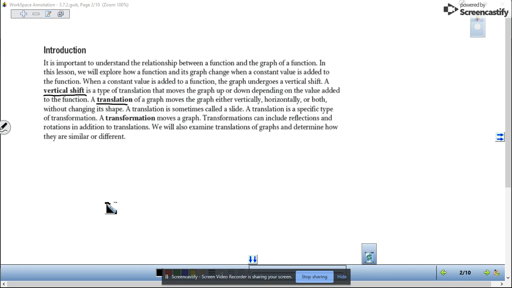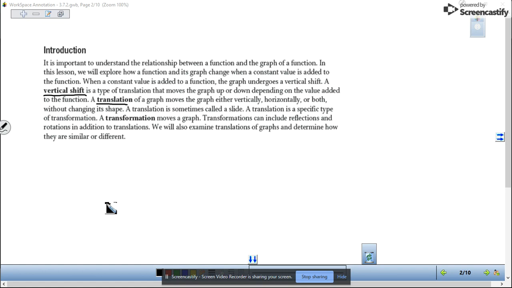In this class, you'll learn eventually about translations, reflections, and rotations. So like I said, today we're going to focus on just one of those pretty much and talk about vertical shifts, which is a type of translation. All right, a translation can also be called a slide or a shift. So slide and shift are interchangeable here. And a translation is a specific type of transformation.